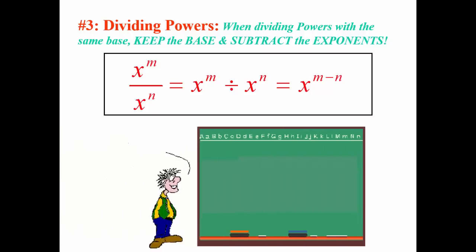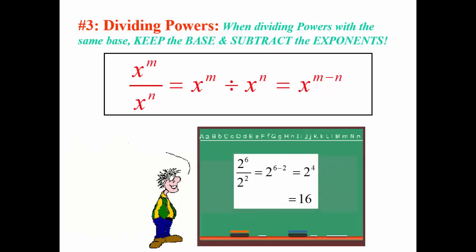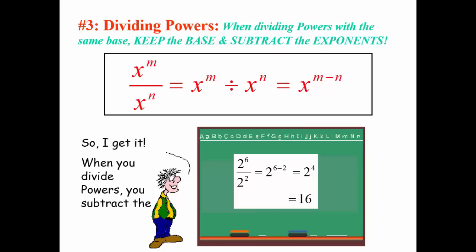So for example, we have 2 raised to the 6 divided by 2 raised to the 2. This is equal to 2 raised to the 6 minus 2, subtracting when we're dividing, which is equal to 2 raised to the 4. And if we evaluate that, we get 16. Here's our little friend. He says, I get it. When you divide powers, you subtract the exponents. This is something you would like to write down, guys. Dividing powers is an important rule when we're talking about exponents.